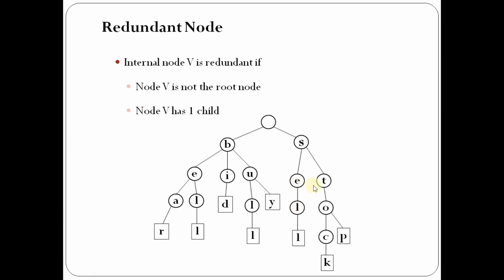Similarly, T also has a single child and it is not a root node. If we consider C, then C also has a single child and it is not a root node. So these are all the redundant nodes on the right hand side: the nodes E, L, T, C. In a similar way, the nodes A, L, I and L are also redundant nodes.